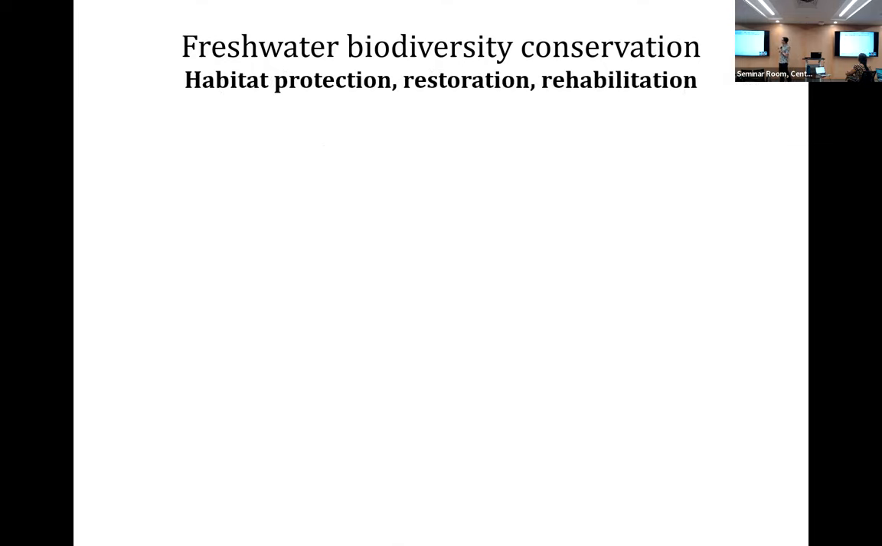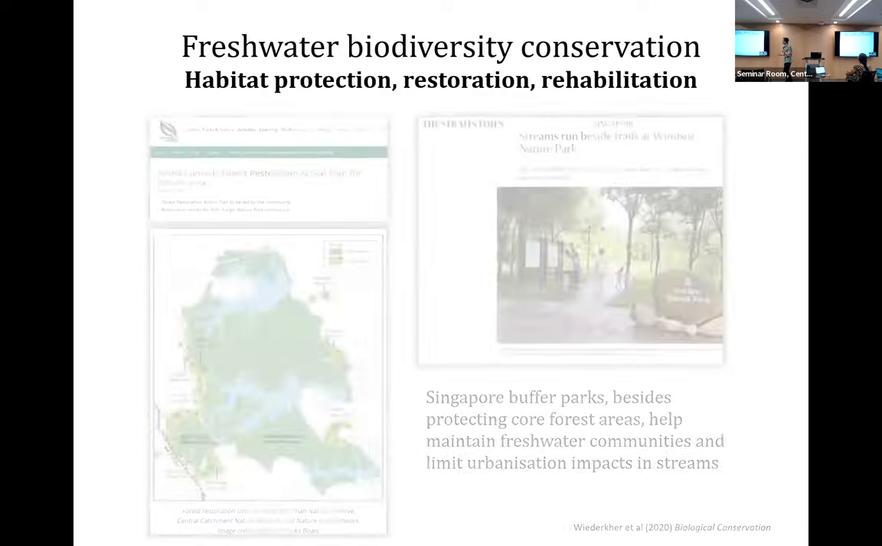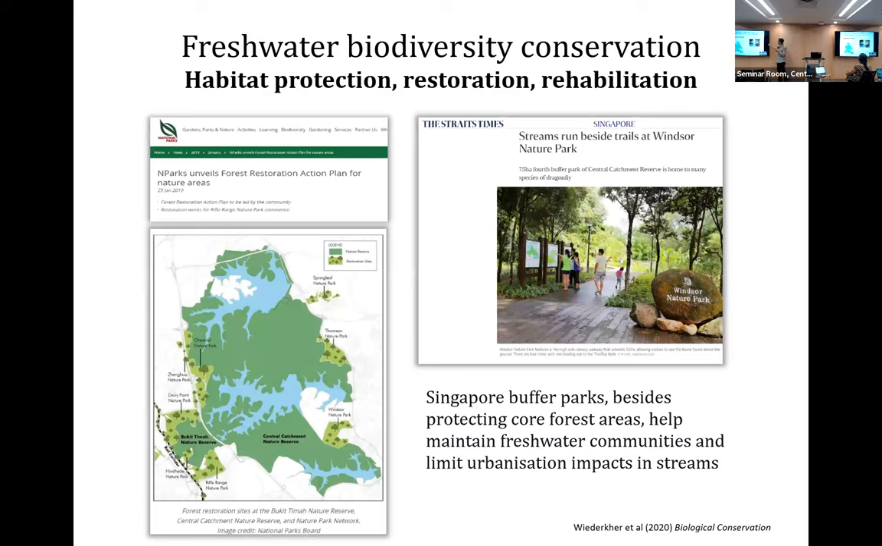Okay, another way to move forward, if we worry about conserving our freshwater habitat, is to try to protect or restore or rehabilitate. One way, at least in terms of protection and to some extent restoration, is that NParks has been setting up buffer parks. They designate buffer parks at the edges of the nature reserves. This gives places for people to come and visit and takes some of the pressure away from the core areas. And actually, one of our students was comparing the streams in the core areas, the buffer parks, and further out. She found that besides protecting the core forest area, it actually helps to maintain freshwater communities and limit the urbanization impacts in the stream.